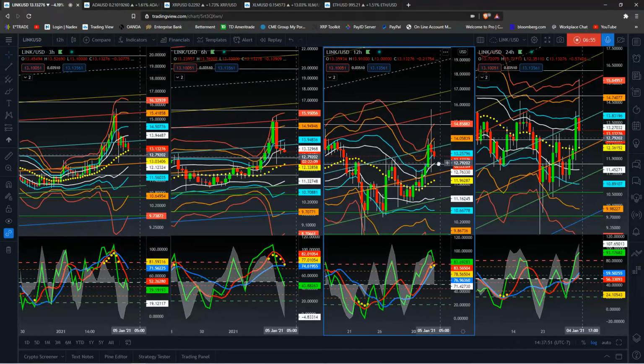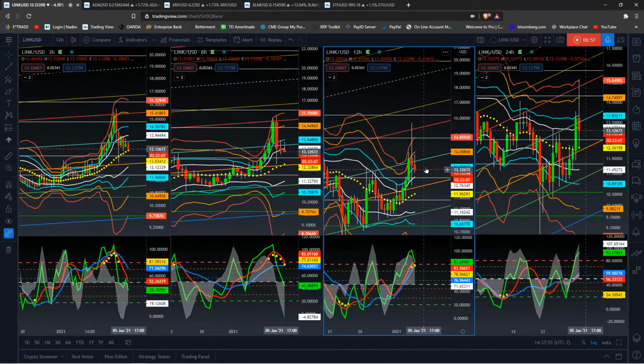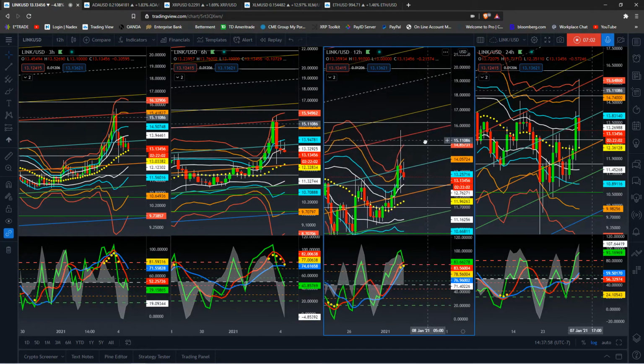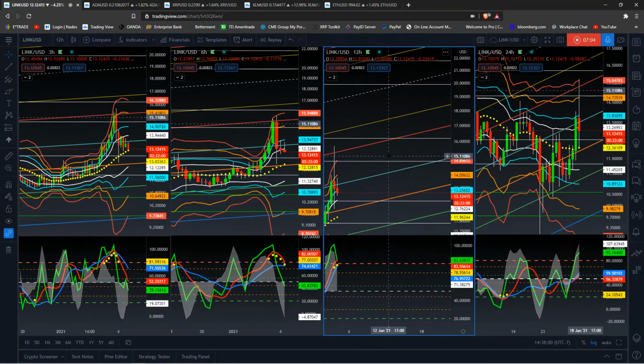So on that next high, if this isn't our high now, and we make one more high, possibly to the $16, hitting this, I think it's a 2.0.